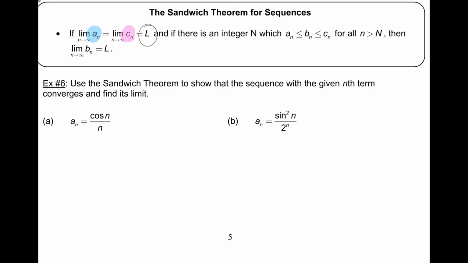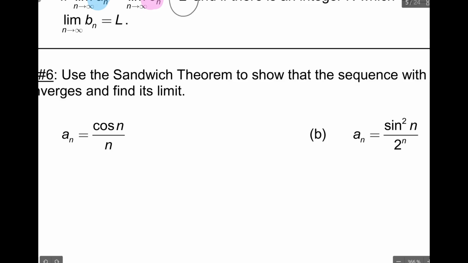Explain it like that. Here, I'm literally going to be squishing cosine n over n between two terms. I need to make sure that the terms on either side are always bounding cosine n over n. So this right here is my B. I need to find the A and the C to sandwich it in.